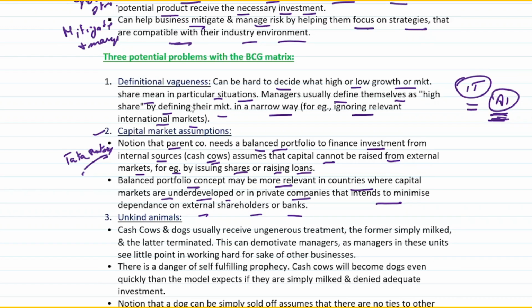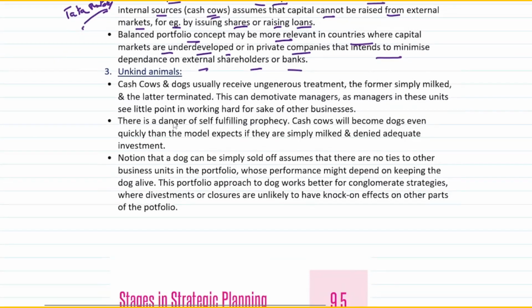Or even in the case of private companies who are basically bootstrapped. Bootstrapped means they want to fund themselves from their own profits. So private companies intend to minimize dependence because they don't want to depend on external shareholders or banks. Hence the capital market assumption is the second flaw, or a potential problem, of the BCG matrix.